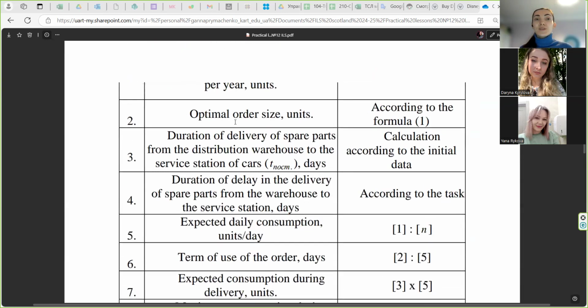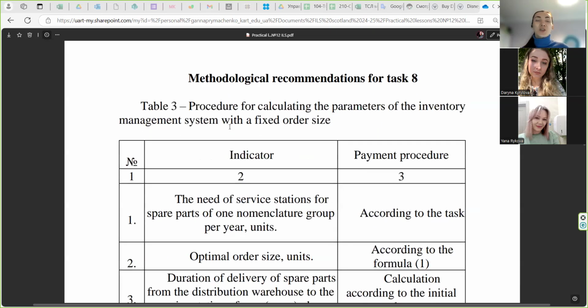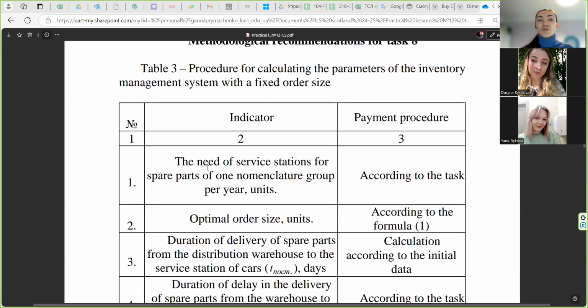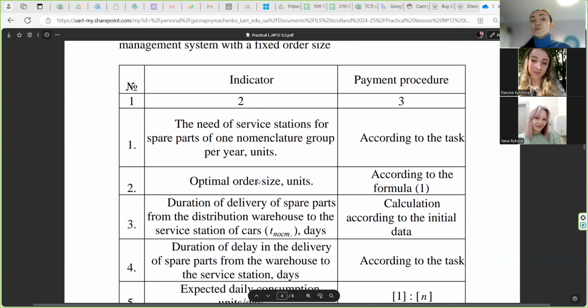Open our instruction, this table. What we need to do first is the need of the service station for spare parts of one nomenclature group for the year, in units. We can find it in our task. And the next step is the optimal order size in units. We use special formula number 1. So we need to go step by step.